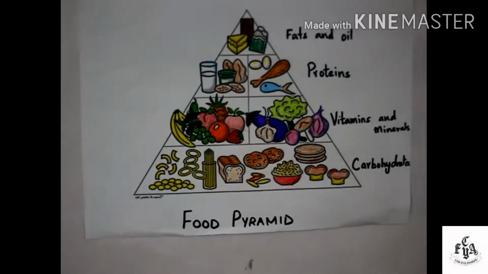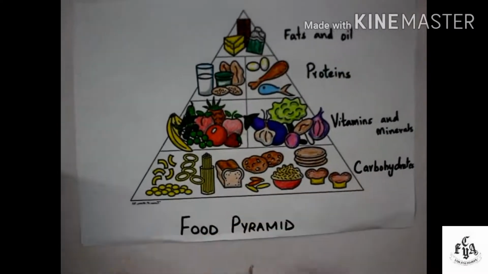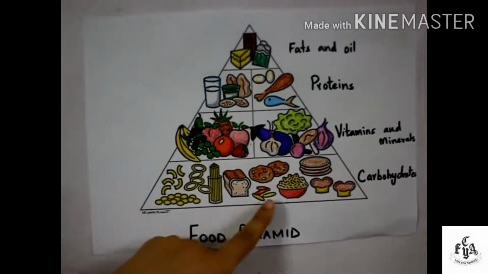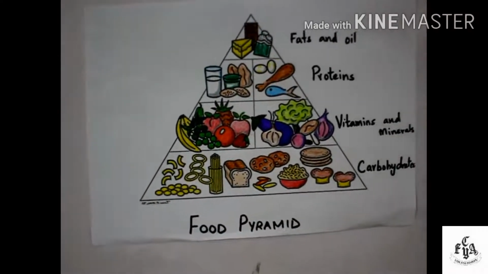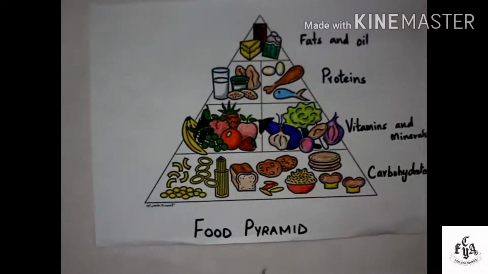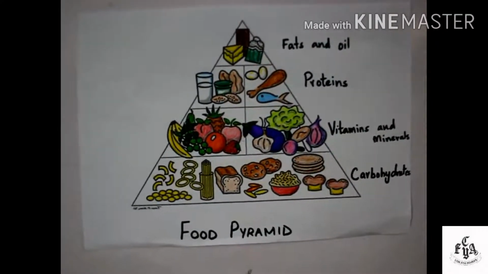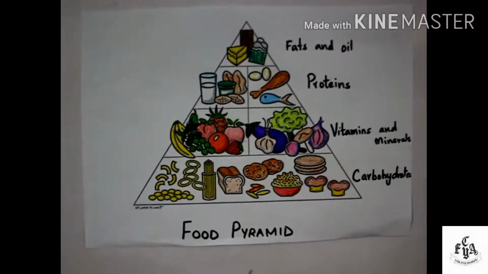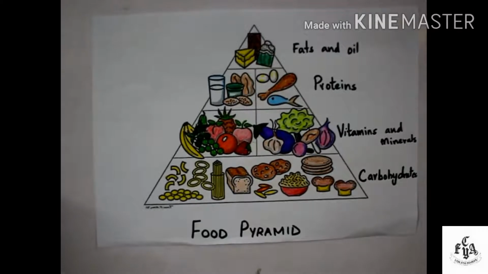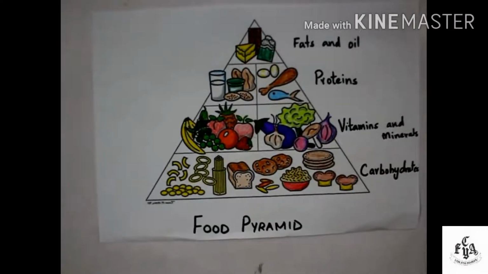At the base of the food pyramid we have the carbohydrates. These are the different examples of the carbohydrates. The importance of carbohydrates is that they give us energy, and as you know, energy is very important for our body. The examples of carbohydrates are bread, potatoes, rice, etc. You can see in the picture different kinds of food. Then we have the vitamins and minerals.